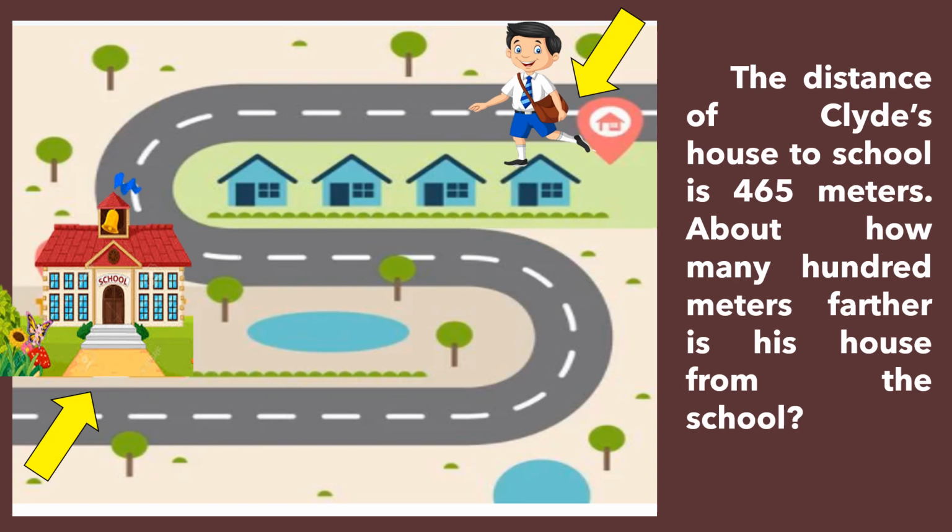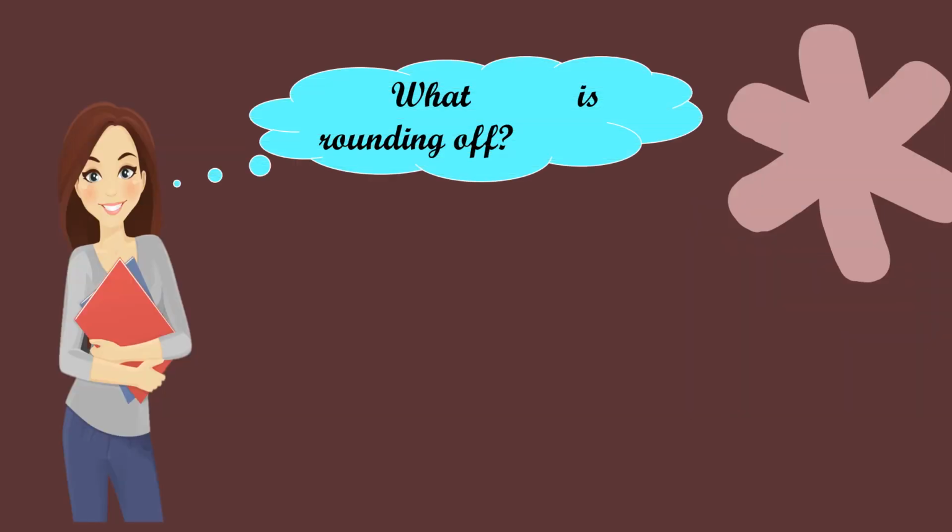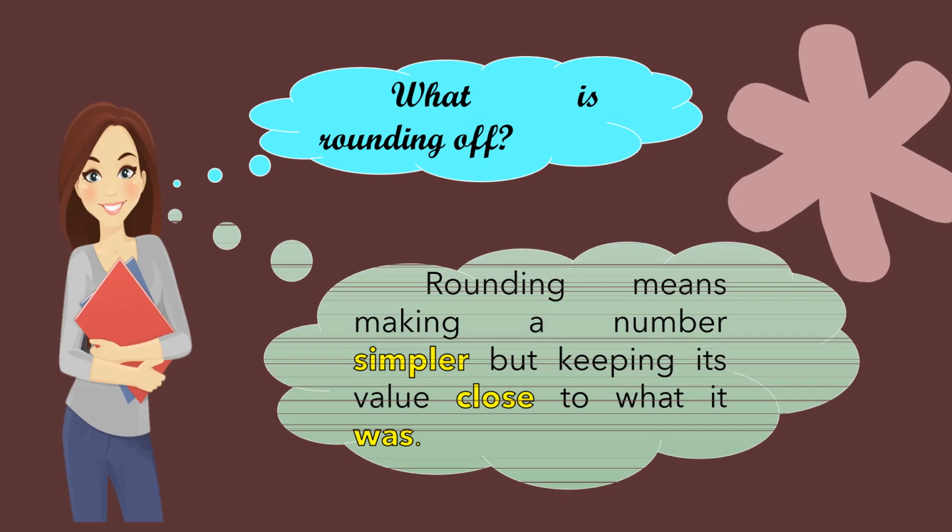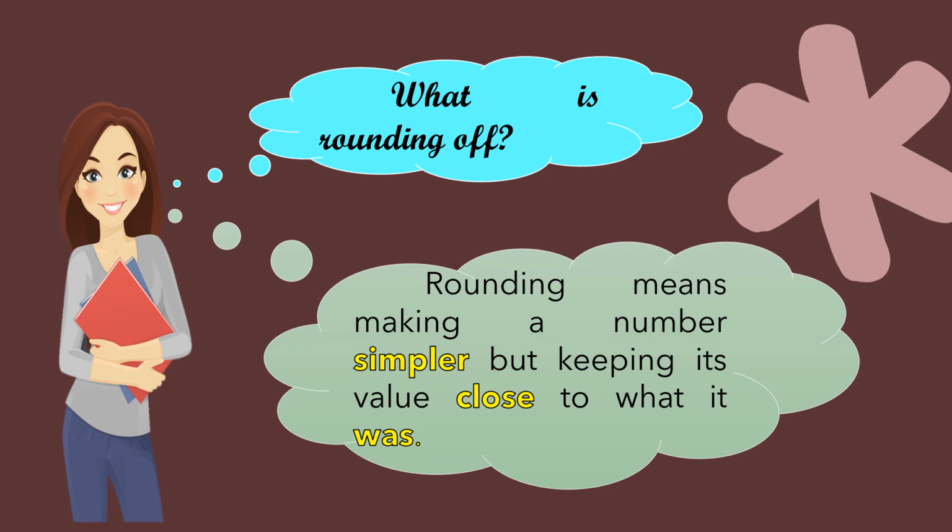Kapag sinabi nating about how many, ang hinahanap natin dito ay ang estimated number. Now, paano natin makukuha ang estimated number ng 465? Tayo ay mag-round off. What is rounding off? Rounding means making a number simpler but keeping its value close to what it was. Ibig sabihin, hahanap tayo ng number na mas malapit sa ibinigay na number.